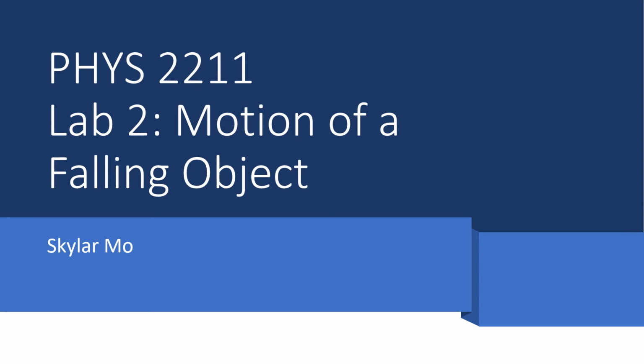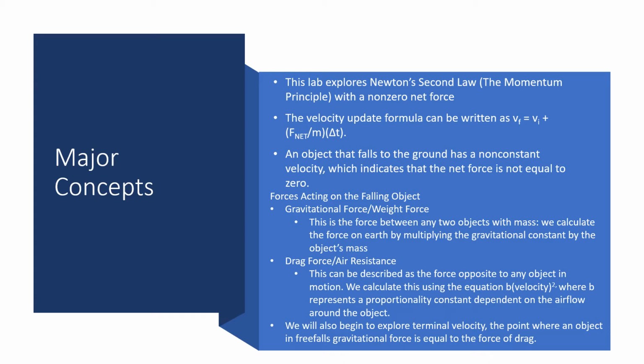Hi, my name is Skylar Moe, and today I will be presenting Lab 2 in Physics 2211, and we will be discussing motion of a falling object. So our major concepts here are Newton's second law with a net force not equal to zero. This can be written as final velocity equals initial velocity plus F net over m times delta t.